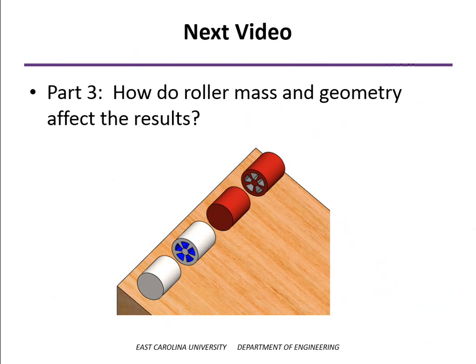Okay, one more video left here, and in the next part we're going to ask the question: we've looked at this and said, how does the mass come into play? We've used both the mass and the mass moment of inertia, so the question becomes, if we change both of those, what's going to be the effect? Do the heavier rollers get to the bottom first? How does the mass moment of inertia and the geometry affect that?